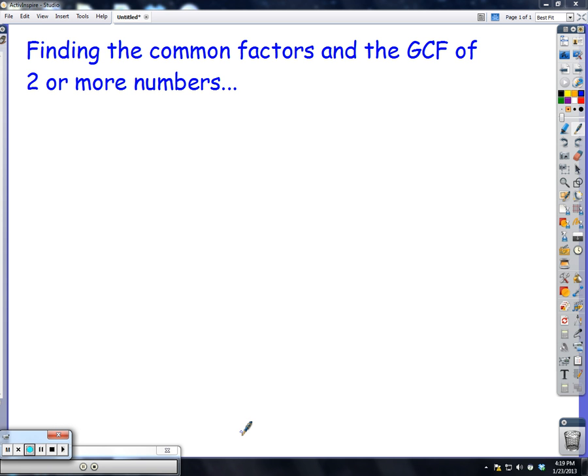Today I'm going to go through how to find the common factors of a set of numbers and also how to find the GCF of two or more numbers. GCF in math is a standard mathematical abbreviation that stands for the greatest common factor.